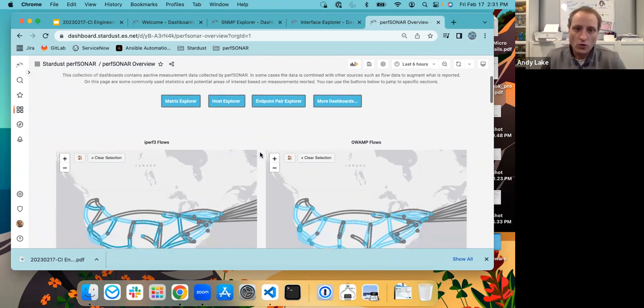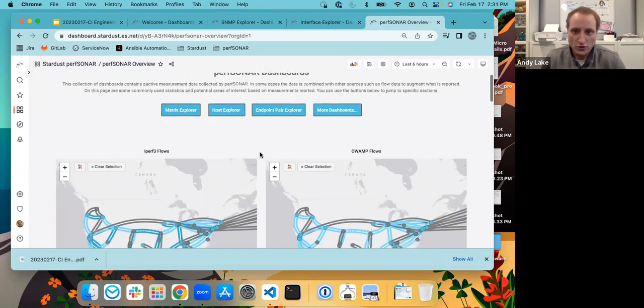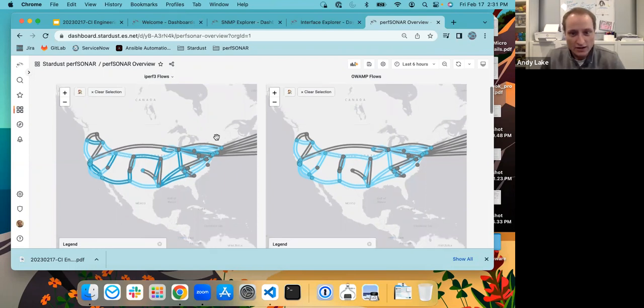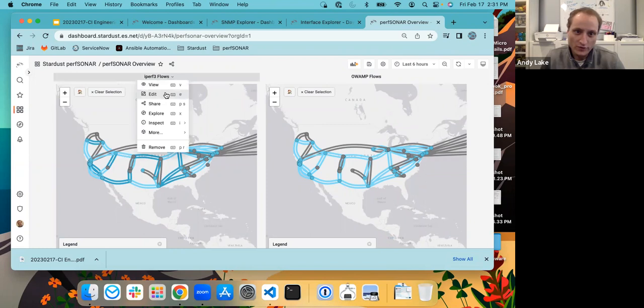And so what we have up here, I switched to perfSONAR, just to be confusing, this actually isn't using perfSONAR data, these two maps. It's actually using the flow data. The idea here is using that map plugin that we've developed to show where the ESnet to ESnet tests are, what links are getting hit. You can see here, it's interesting. We have a lot of flexibility.